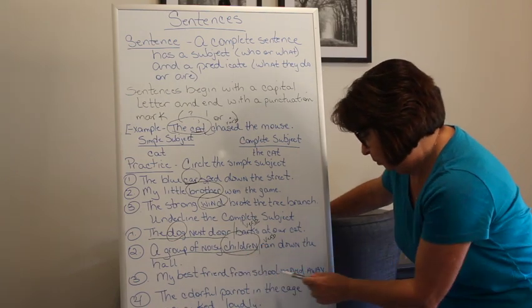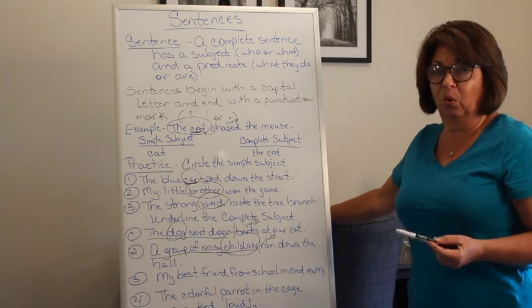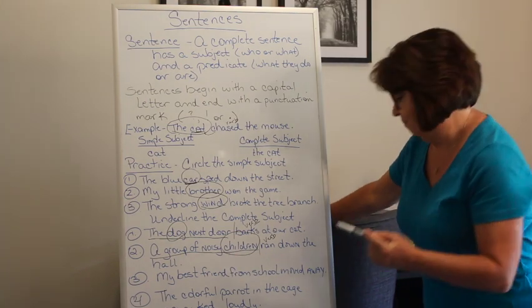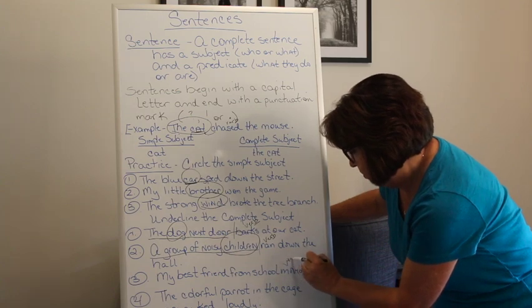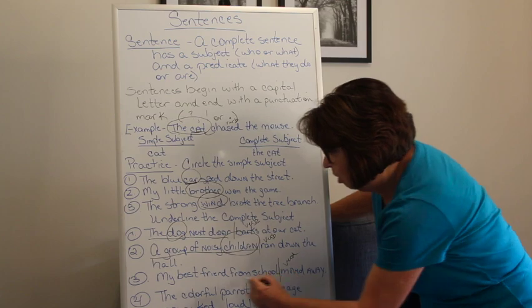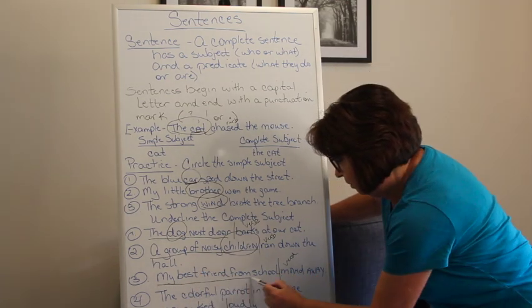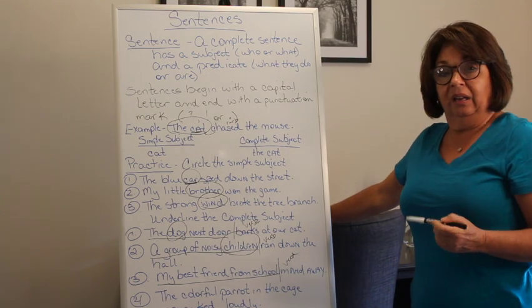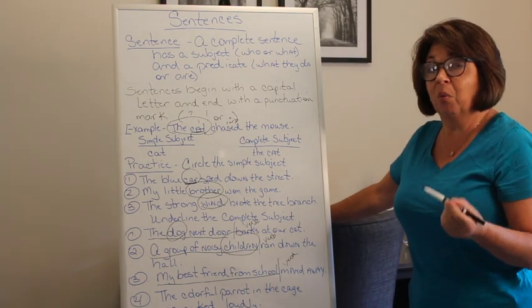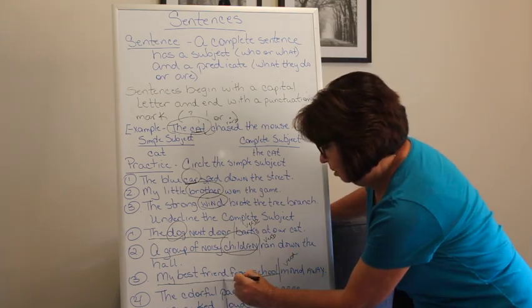My best friend from school moved away. What is the action word in this sentence? What can you do? Okay, if you said moved, you'd be correct. So here's our verb. So that means all of this is going to be our complete subject. My best friend from school. And who is this sentence about if we want the simple subject? It is about a friend.